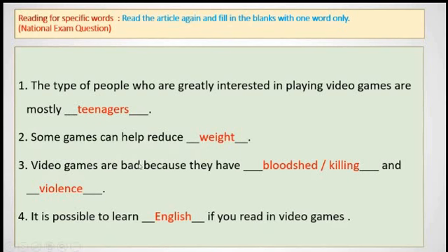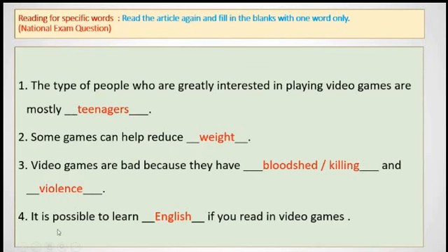But you can see that here, it says bad. They are bad. So if you say advantages, it doesn't make sense, does it? So you can't really have advantages and disadvantages for those two blanks, because the word here is bad. So they are bad because there is a lot of killing, a lot of bloodshed, a lot of violence. So this can affect the teenagers negatively.